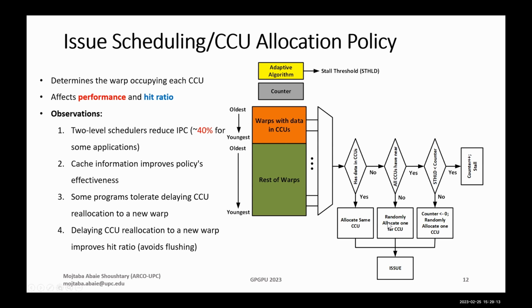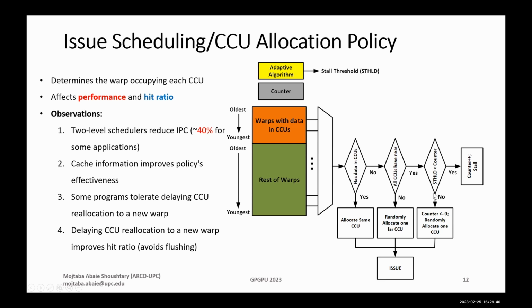We see that if there is any collector unit where all the values it contains are far, then we use that collector unit, allocate it, and issue the instruction. But if all the collector units have at least some near value, it means that all the collector units have a high chance of being reused very soon.